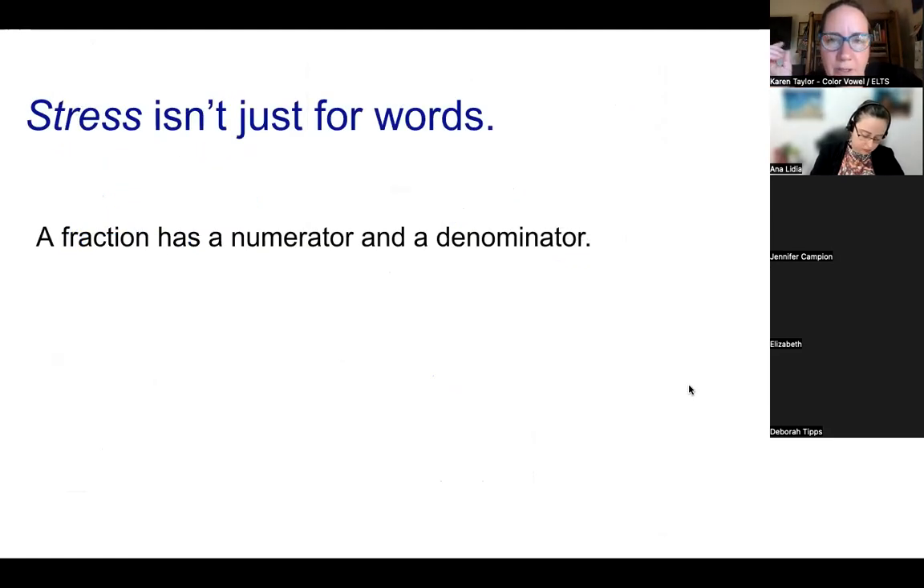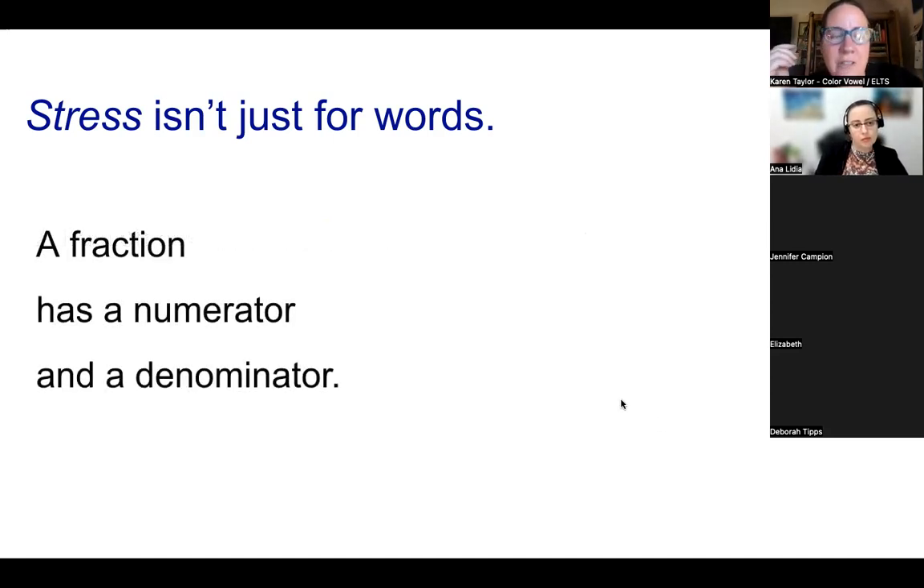Stress isn't just for words, by the way. We've worked a lot and sort of touched on word-based stress, but we work with sentences as well. And I illustrate this in Blue Canoe. This is a long sentence with lots of syllables. A fraction has a numerator and a denominator. That's even hard for me to say without pausing. So instead I do pause. In most speech we pause. A fraction has a numerator and a denominator.